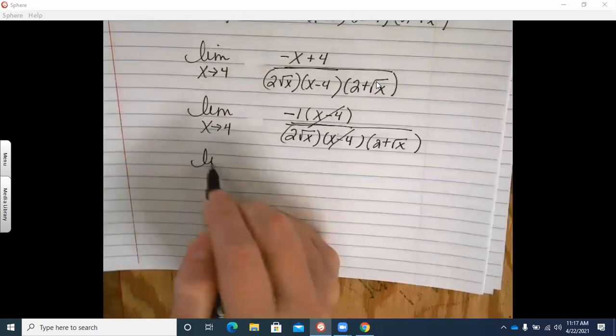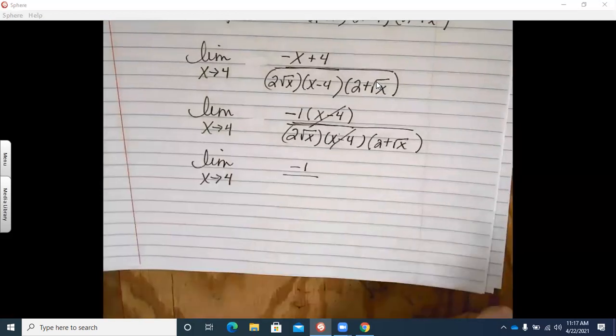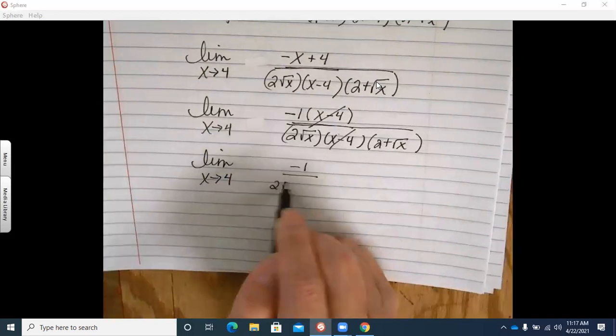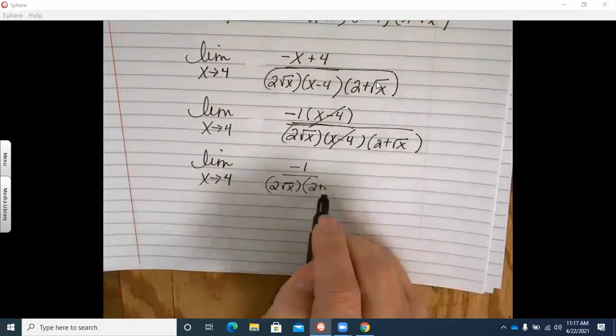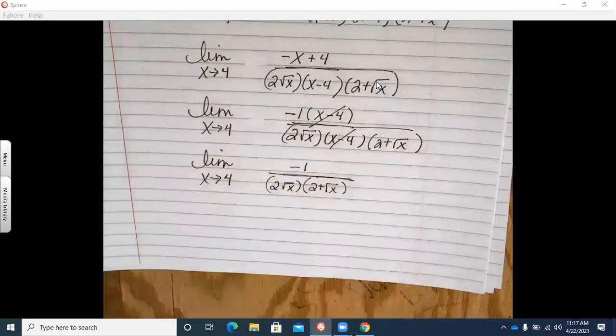So now in the numerator, I only have -1 because the x minus 4 is canceled out. And the denominator, I have 2 times the square root of x and also 2 plus the square root of x. So I've got the variable of x in 2 separate places. If I use direct substitution, will either of them turn into a 0? No. Because we got rid of that x minus 4, we can now finally use direct substitution.